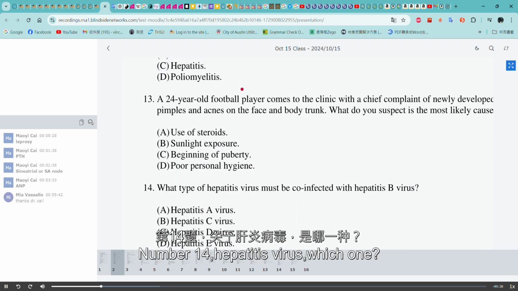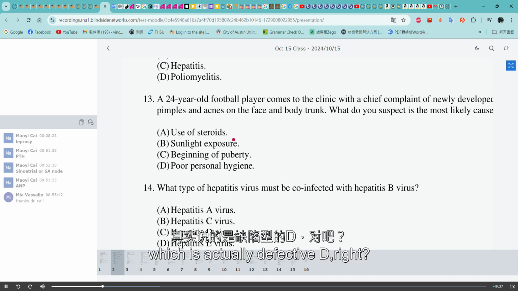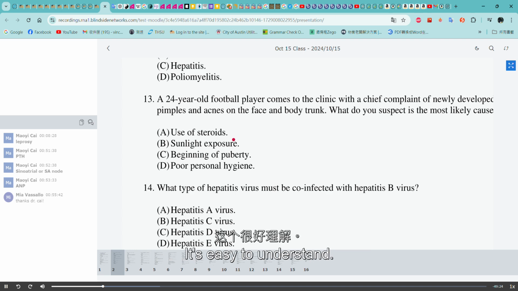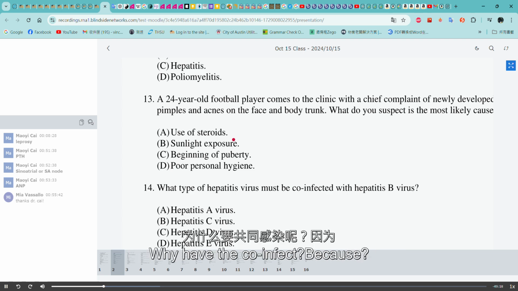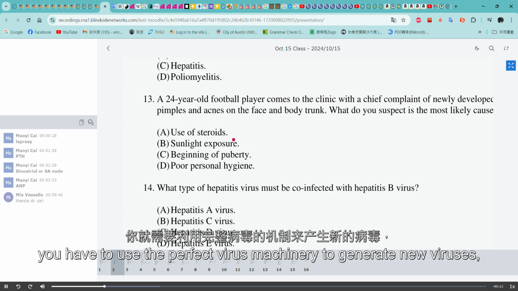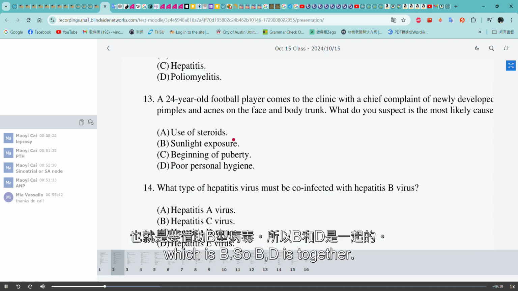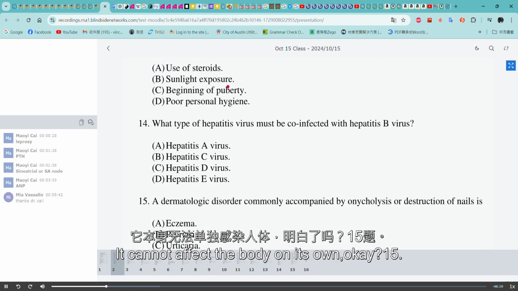Okay. Number 14, hepatitis virus, which one? It must be co-infected with B, because this virus is a defective virus. On its own, it cannot infect the body, which is actually defective D, right? It's easy to understand. So hepatitis D must be co-infected with B. But why the co-infection? Because if you're defective, you have to use the perfect virus's machinery to generate new viruses, which is B. So B and D are together. So 14 is C, okay? Hepatitis D, think of it as a defective virus. It cannot infect the body on its own, okay?